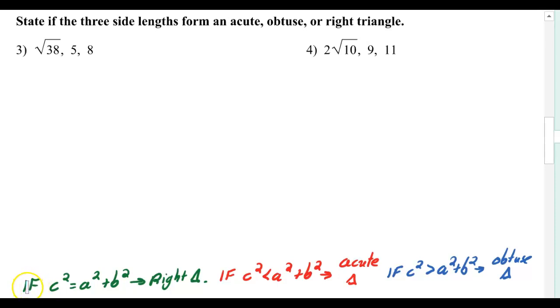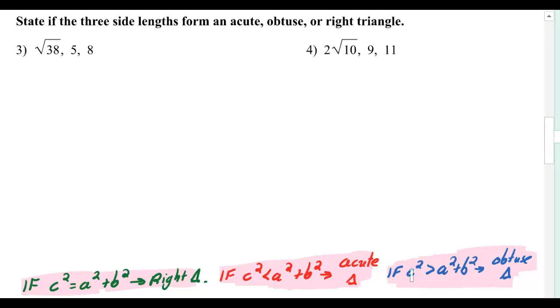If c squared is equal to a squared plus b squared, it's a right triangle. If c squared is less than a squared plus b squared, it's an acute triangle. And if c squared is greater than a squared plus b squared, it's an obtuse triangle. Remember, c must be the largest side.